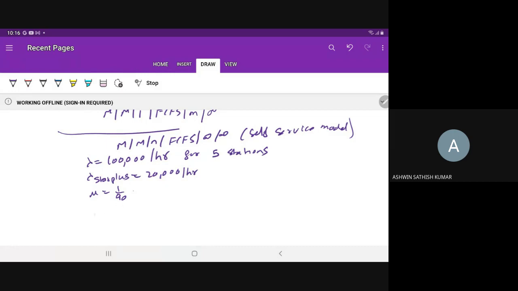So you have to compute the expected number of viewers. Right? You have to compute the expected number of viewers. Mu is not in hours. Actually, it is given to you as 90 minutes. So, how many viewers, number of viewers we have to write?